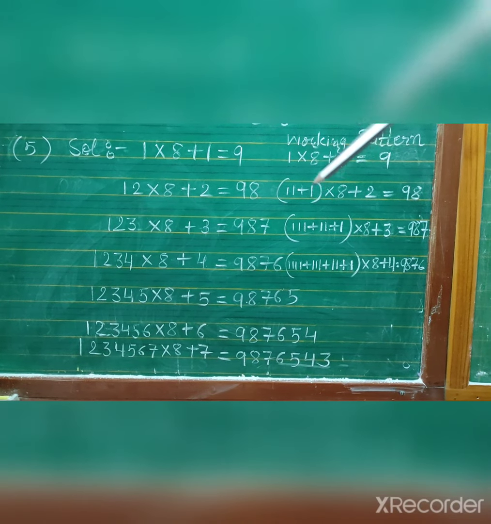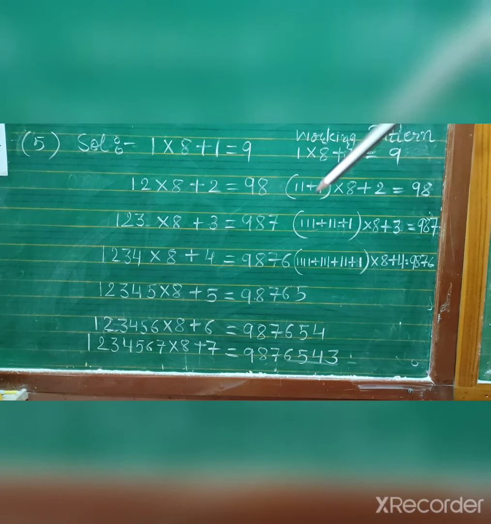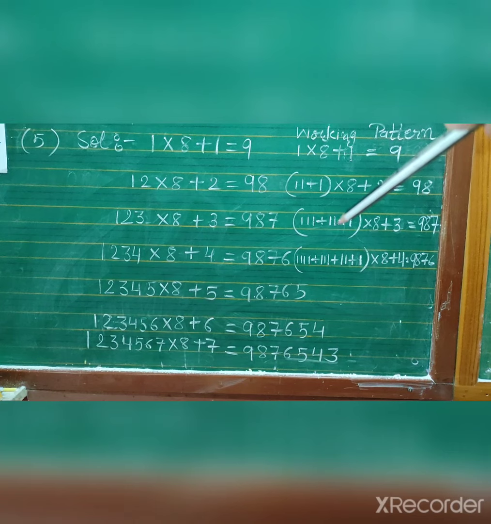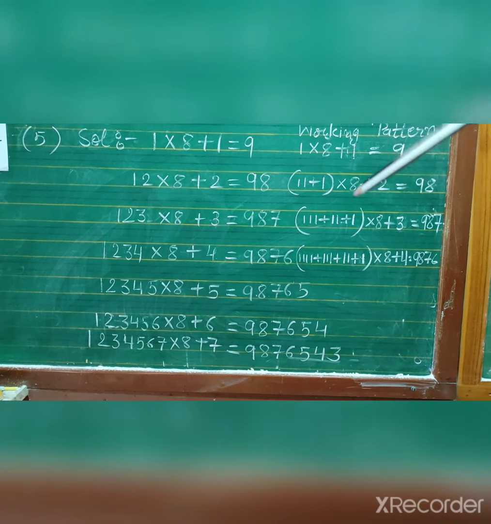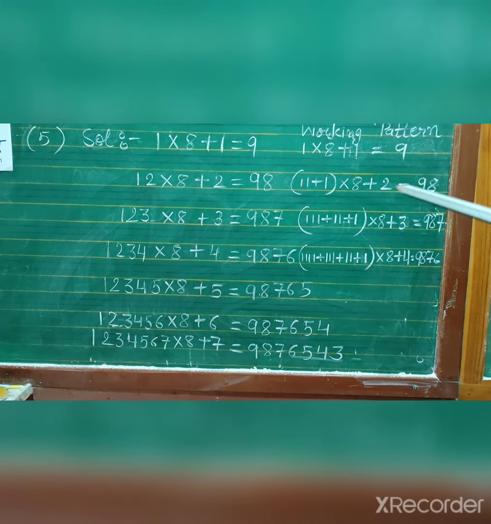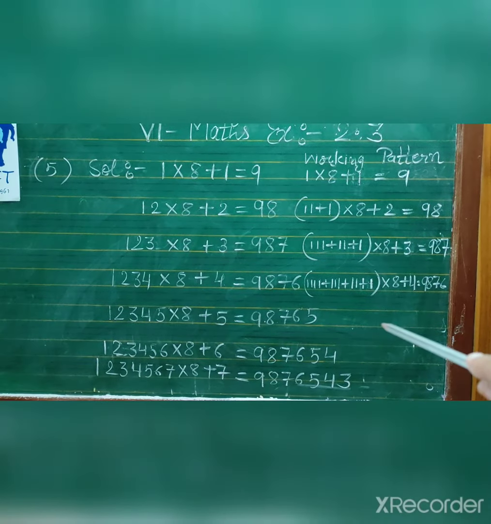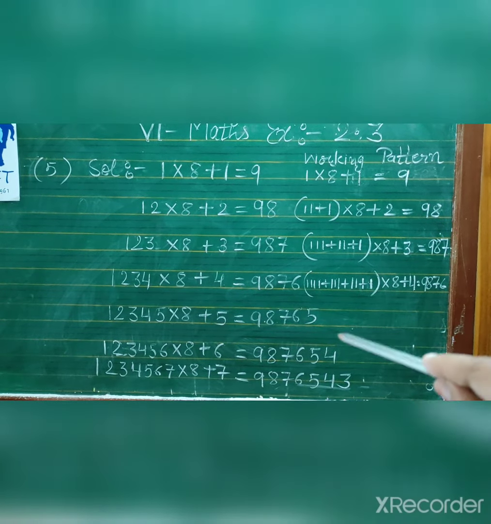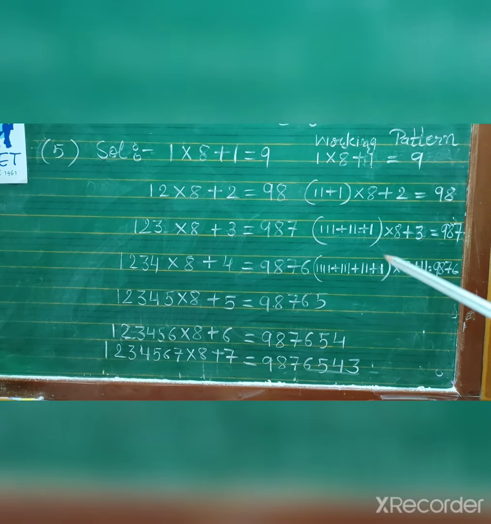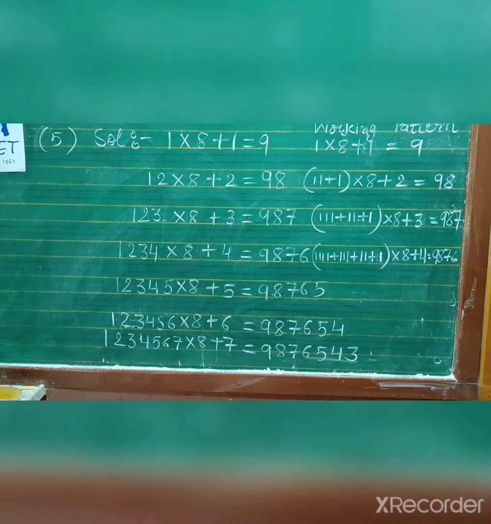12 is there, so 11 plus 1 into 8 plus 2. 123, so 111 plus 1, that means 11 plus 1. In this way you will complete. It is incomplete. Working pattern, you will write here, it is incomplete. Now 5, so 5 times 1 plus 4 times 1, you will write, clear, plus 3 times plus 2 times plus 1 plus 5 and answer.